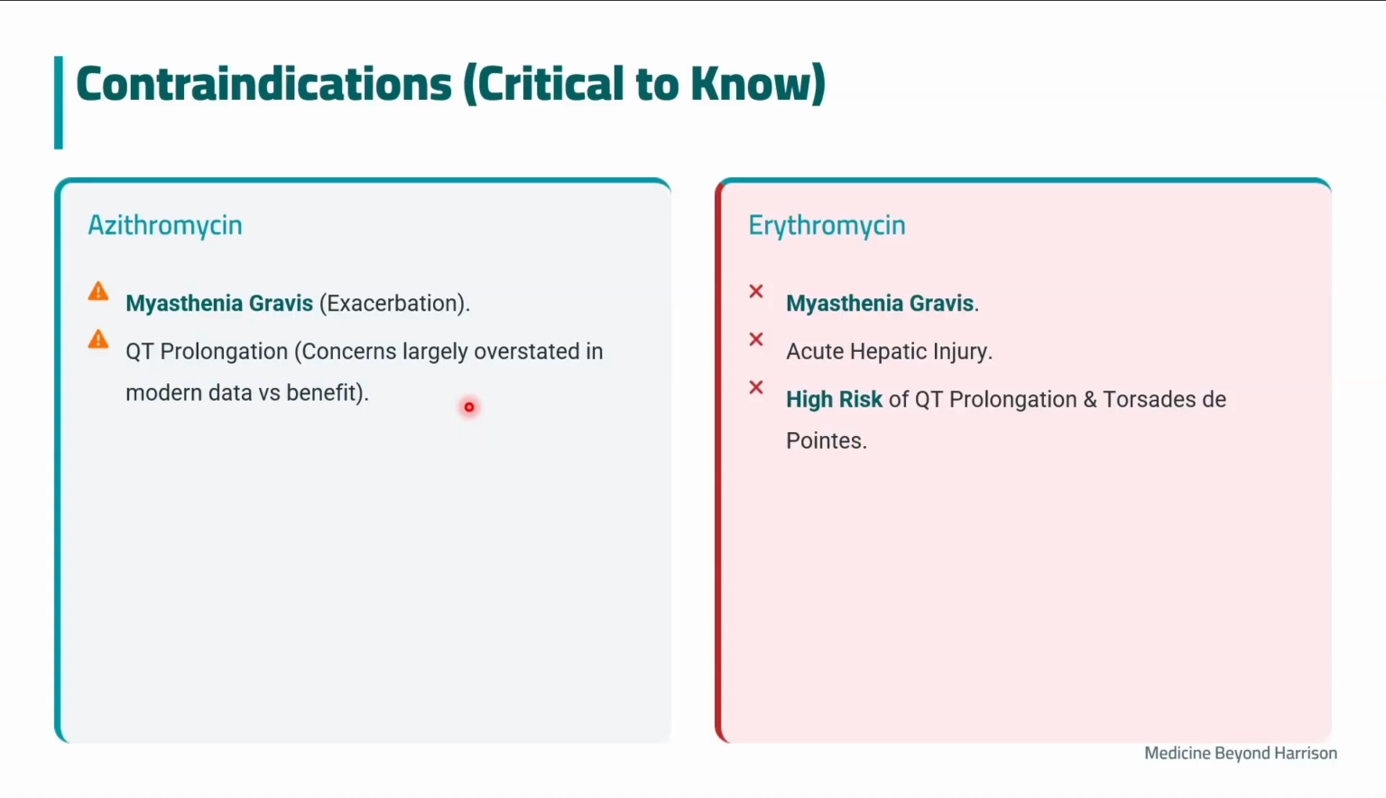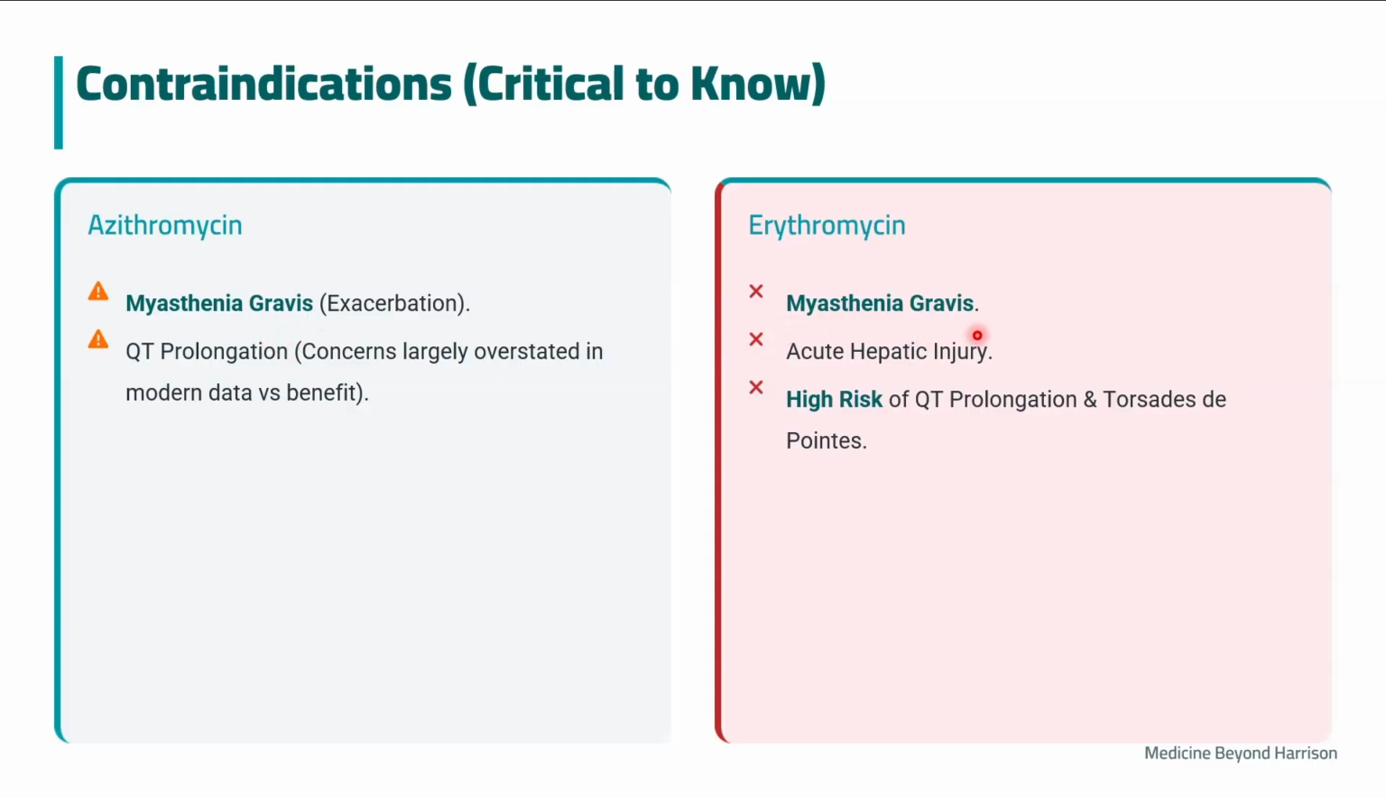Now contraindications, this is where you must be cautious. Many patients who are elderly, more than 70 years, will have some coronary artery disease. They will also have electrolyte abnormalities, which may lead to QT prolongation. So always take an ECG and look for QT prolongation, and look for coronary artery disease or other heart issues before giving a macrolide antibiotic. The concerns are largely overstated in modern data. Still, don't go for a macrolide when you have QT prolongation. We can go for a tetracycline, doxycycline, instead. Again, in myasthenia gravis, it will lead to very severe exacerbation, so avoid it.